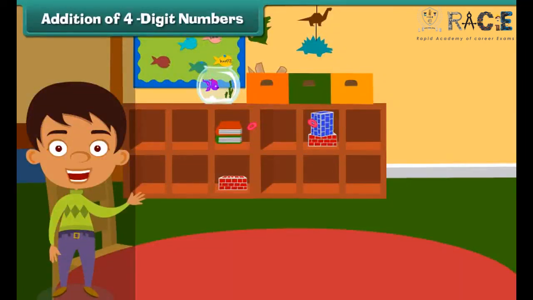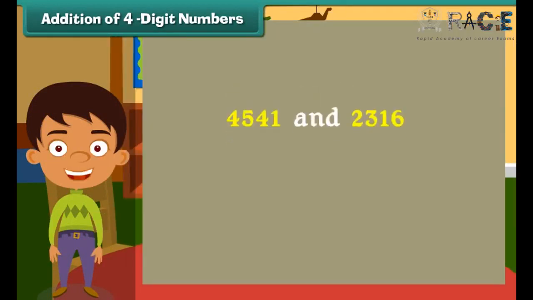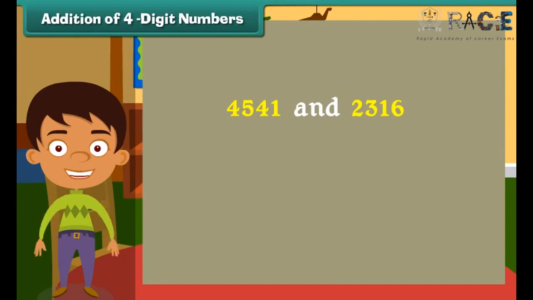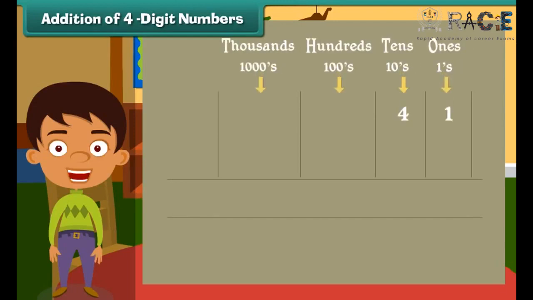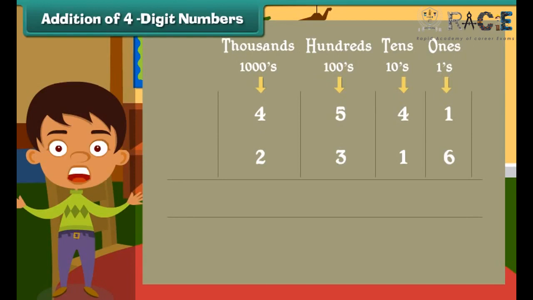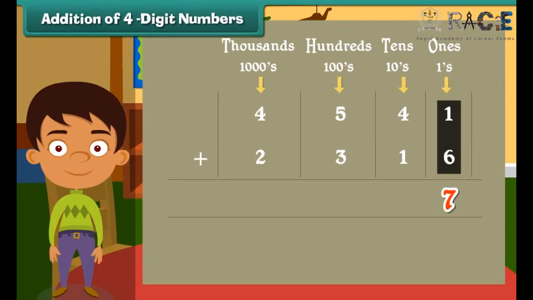Addition of 4-digit numbers. The first problem that Ben picks to solve is to add the given numbers 4541 and 2316. He starts solving the question by writing the numbers in these lines. Remember that we begin adding from ones. So here the addition is 7.